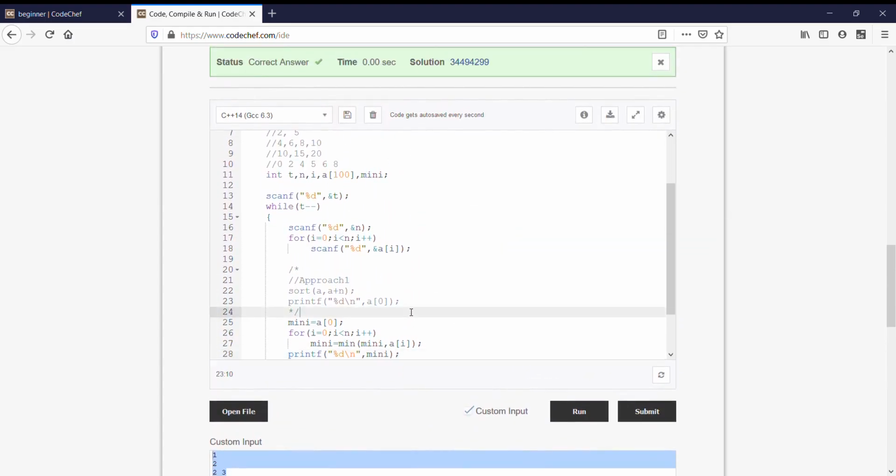So in this video, we have done two approaches. First with the inbuilt sort function, and second is a loop traversing the array and storing the minimum value in a new variable.